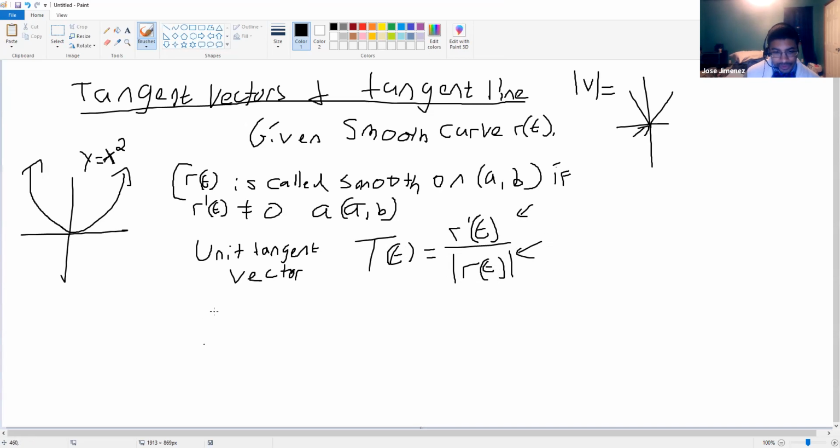Okay, and also make a note of this. This is a very important note. R prime of t is the tangent direction.